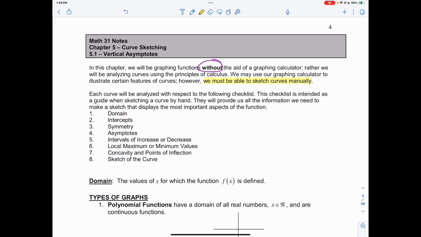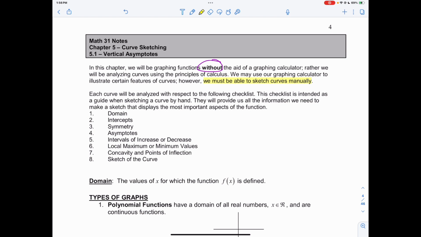So remember, when you take this into your test, you're not going to have the graphing calculator to verify. When we do the practice, you can, but for the test, you have to be able to do it manually using the principles of calculus. Each curve will be analyzed with respect to the following checklist.